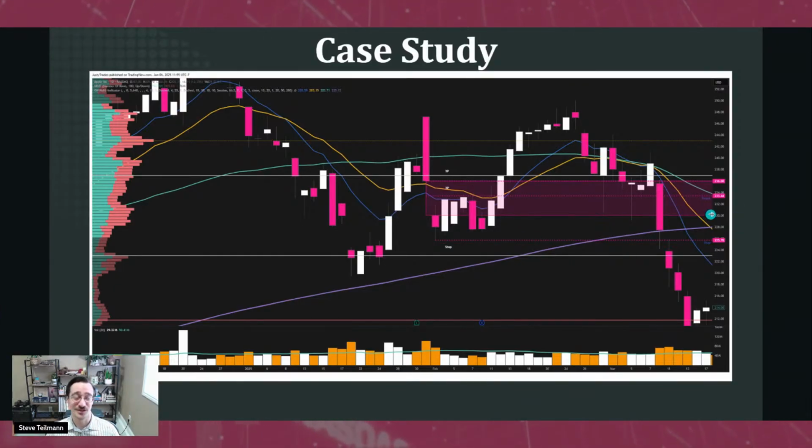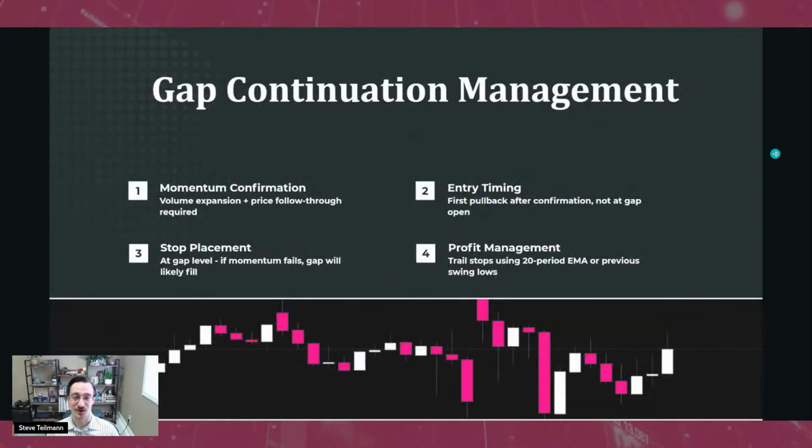So here's our example for a gap fill. Let's move on to the next kind of setup here. Now let's talk about gap continuations and how to manage those. The first thing that's really important is that gap continuations require momentum confirmation, right? Volume has to expand and the price has to follow through.